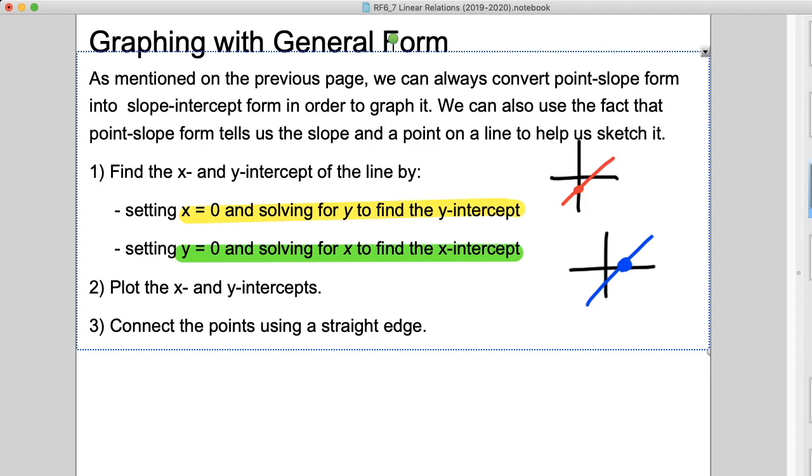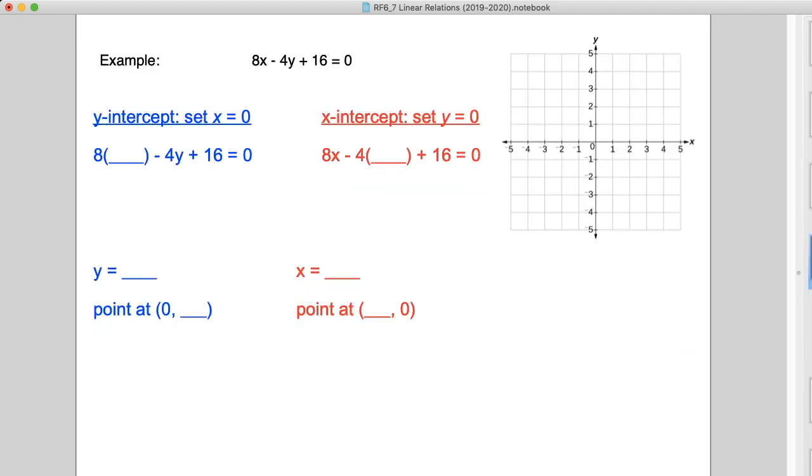We're not too worried about the slope if we're going to graph it this way. We can always figure out the slope using the slope formula. Or if we're sketching it on a graph, we can count the number of units that we move up and the number of units that we move to the right or down and to the left. So let's go ahead and try out a couple of examples.